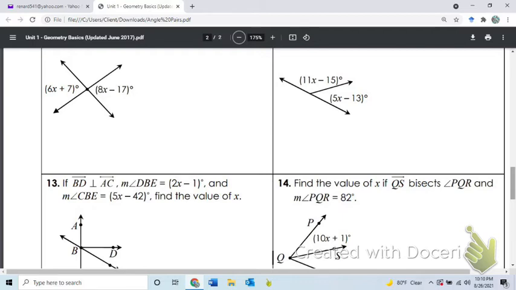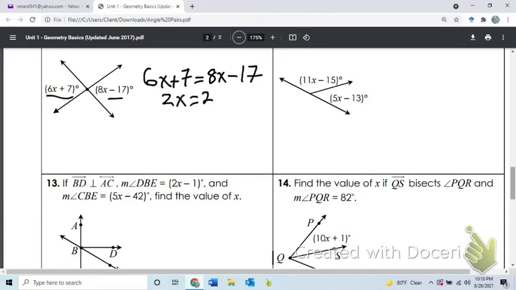I don't know why it's not letting me draw. Anyway. So those are my vertical angles. They are equal to each other, because that's what vertical angles are. They're congruent, which means that measures are equal.